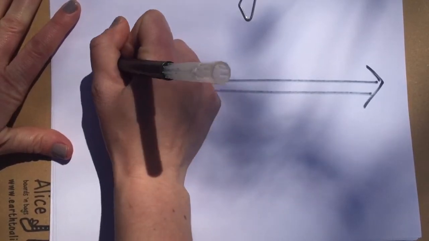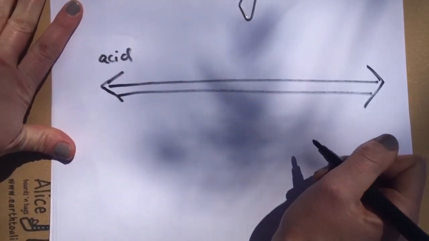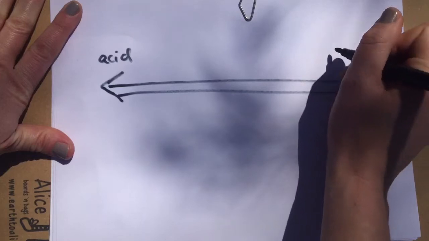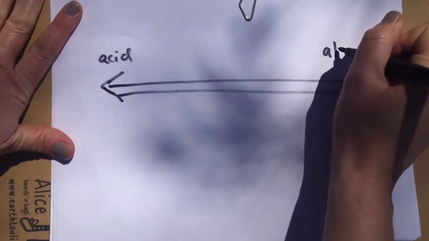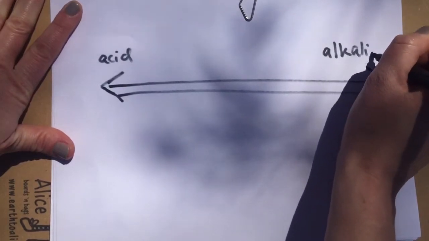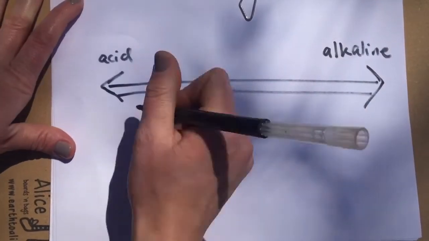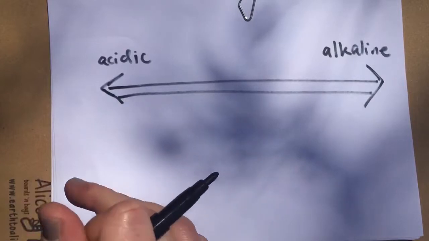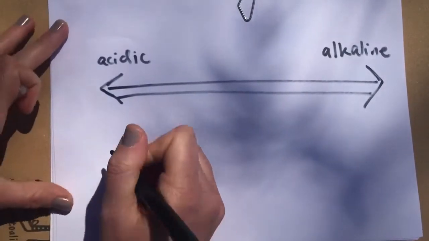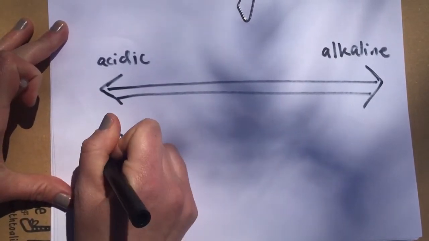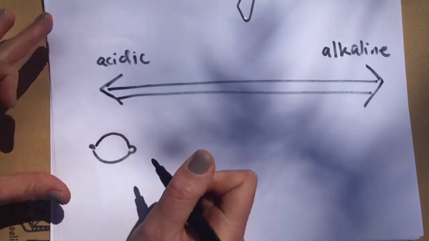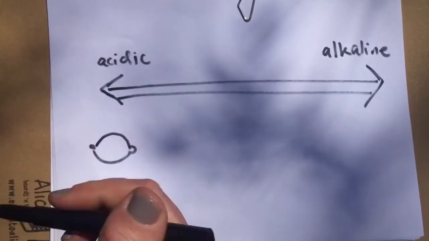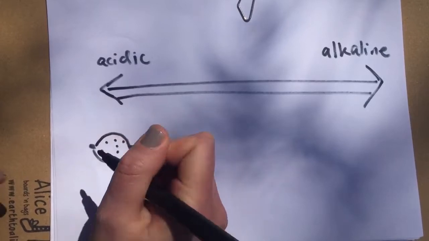Obviously acid is always going to be on the left hand side because it's lower in pH, and basic or alkaline is going to be on the right hand side. So when I think of acid, I think, pardon my lemon, of a lemon because they are sour, and acid, sour, that's how it goes.